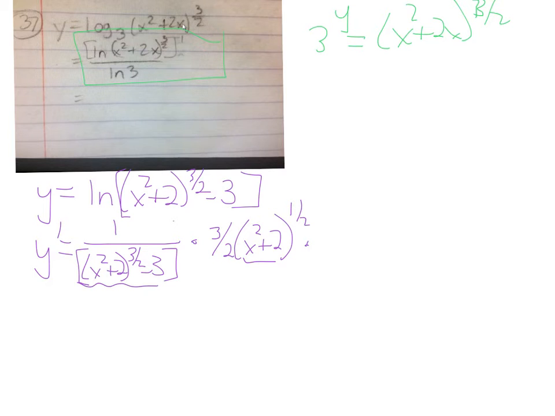Am I missing something? Oh, I missed an x. I'm sorry. There's a 2x there. So when we take our derivative, we have 2x plus 2 for the derivative of what's inside the smaller bracket.